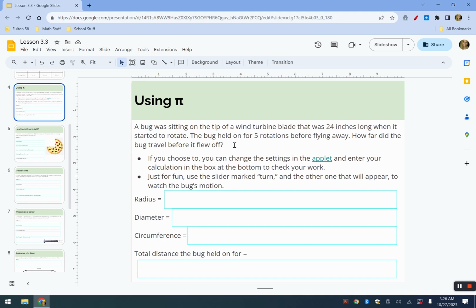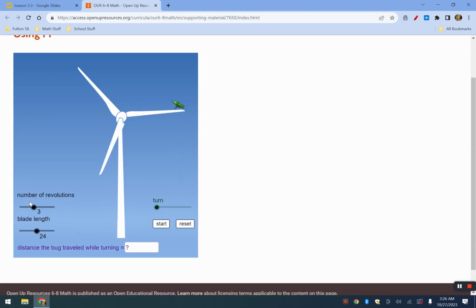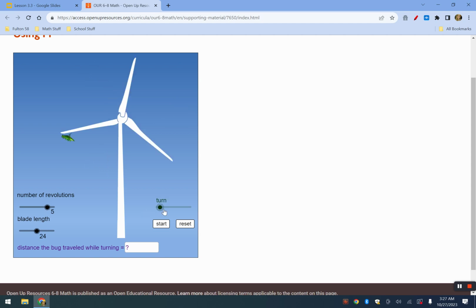So we have this little applet that actually shows the little bug. It's kind of cute. You can use this. You can set the number of revolutions to 5, and then your blade length should be fine. So now you can use the turn and see it going around in a circle.